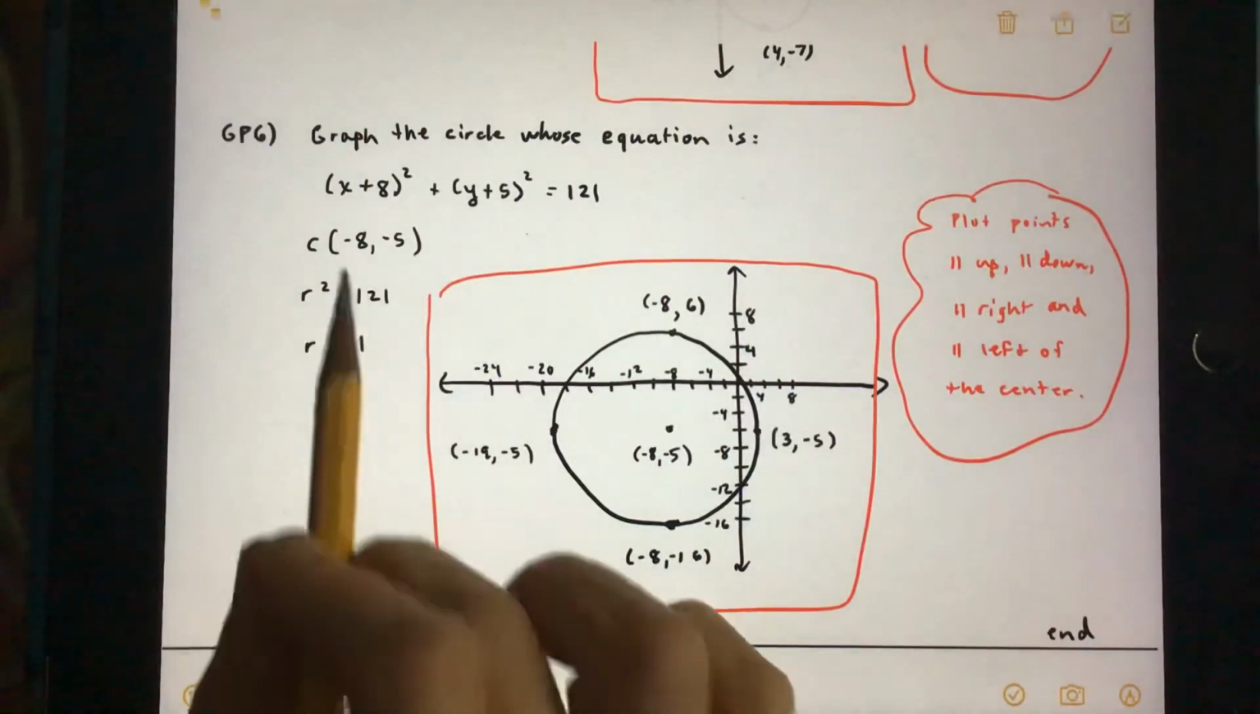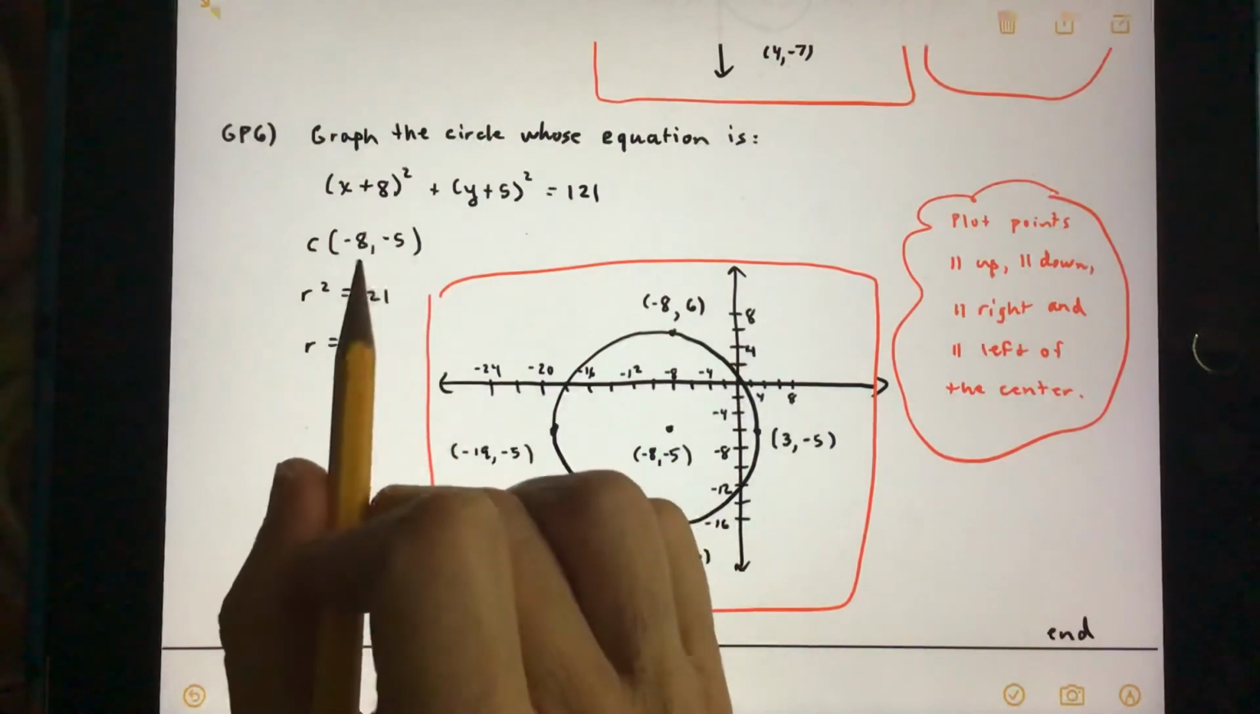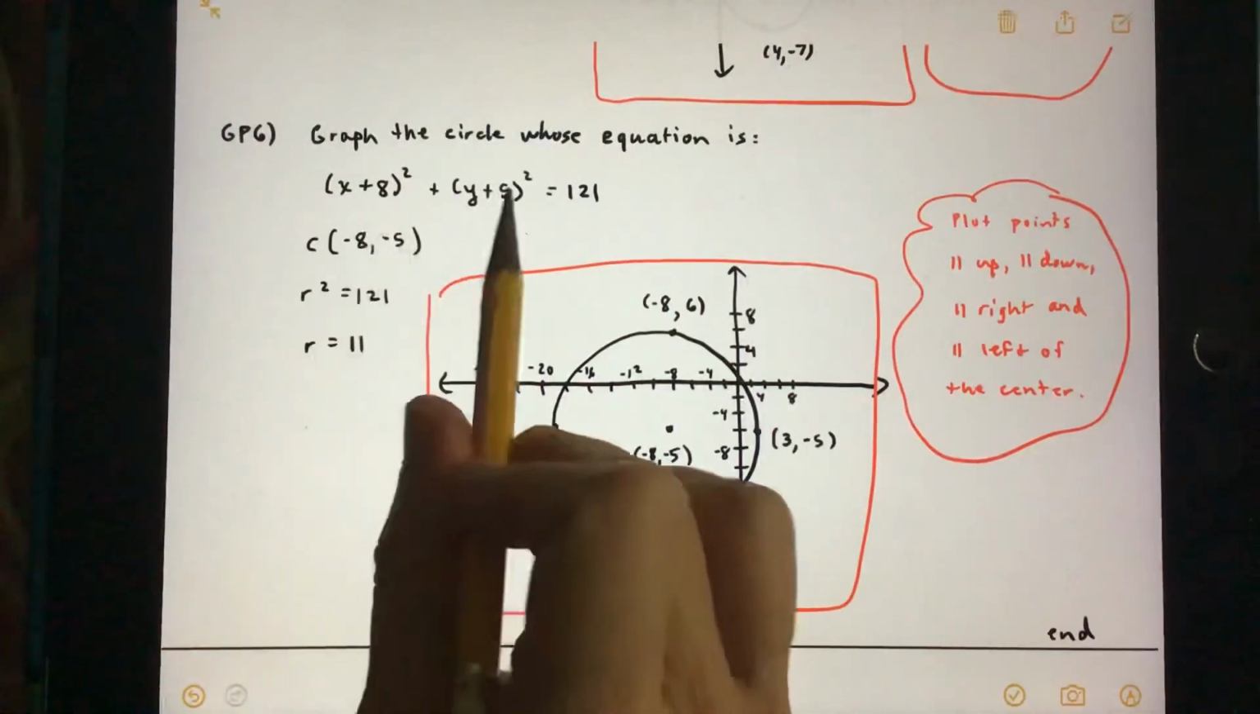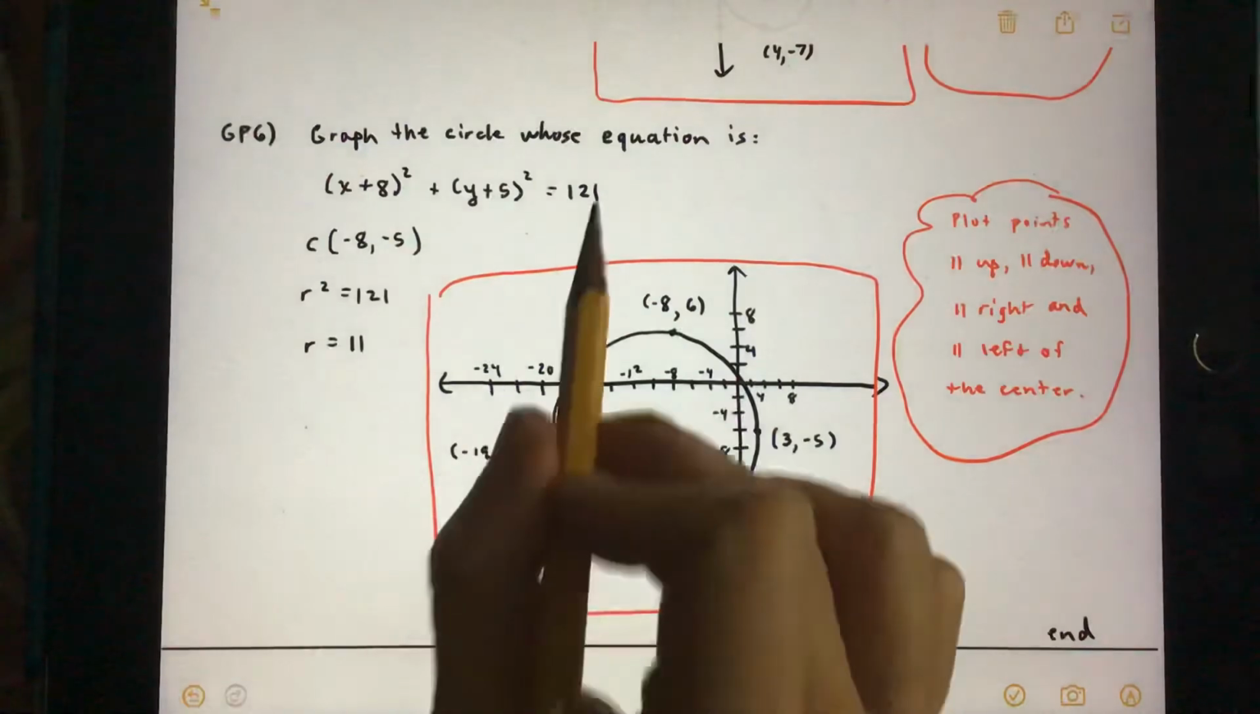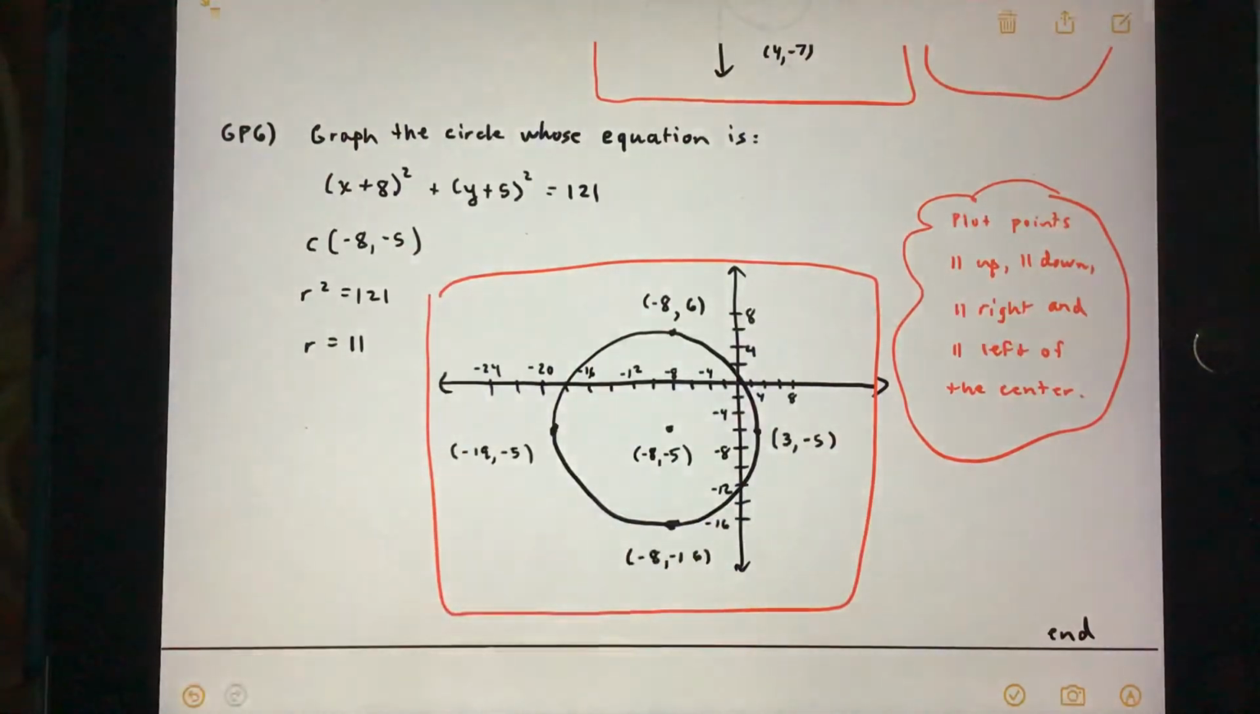Graph the circle whose equation is given. Again, we'll pull out the center, (negative 8, negative 5). It's the opposite of the numbers you see in those parentheses. My r squared is 121, so my radius is 11. So notice I've set up my graph. Because these numbers are fairly large, I've decided to go by 2s.